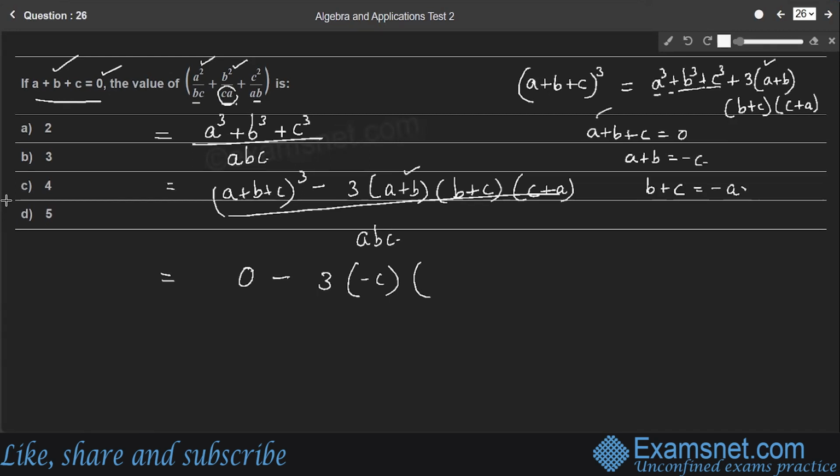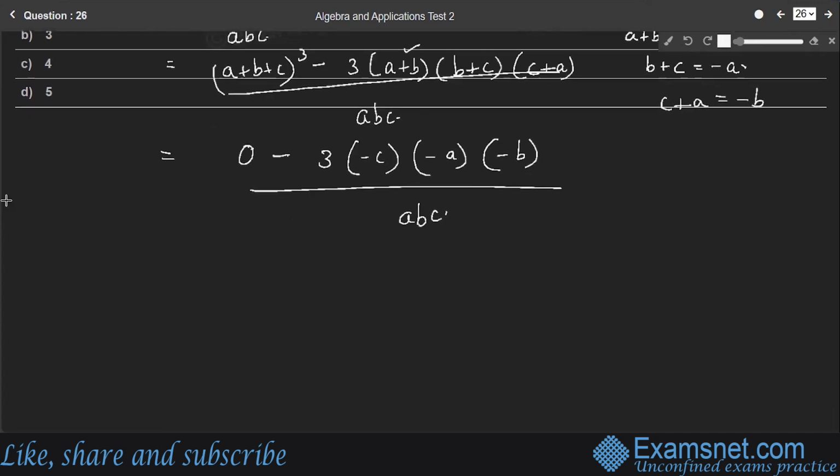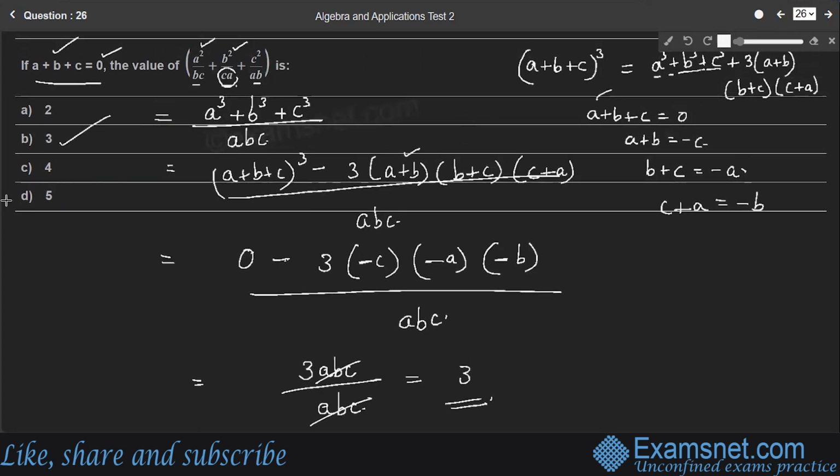3 into minus c into (b plus c), which can be written as minus a, take this a to the right hand side, so minus a. Similarly, c plus a can be written as minus b, into minus b, whole divided by a into b into c. So 0 minus of minus becomes plus, into minus of minus becomes plus. Therefore, the numerator becomes 3 times a into b into c, divided by the denominator abc. Here we can cancel abc and abc. So we have 3 as the final answer. So option B is the right answer.